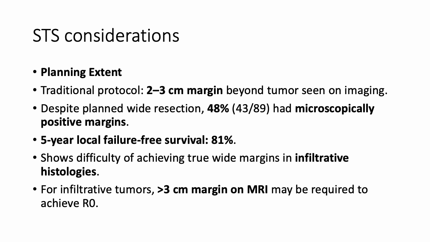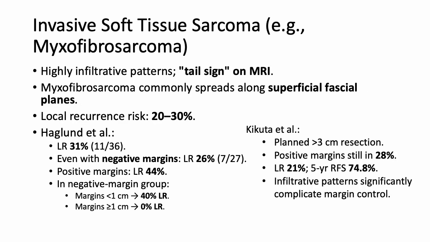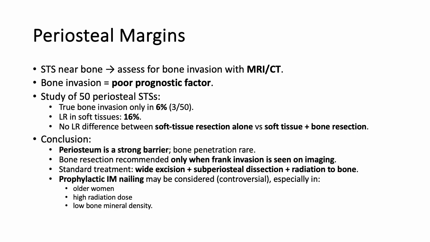So there are some specific considerations that we need to follow in soft tissue sarcomas. First one is invasive soft tissue sarcoma, that is one with the tail sign, which has a local recurrence of up to 20 to 30%. So even with negative margin, there is a high chance of local recurrence in these cases, as seen by different authors. So we need to follow closely and then do some adjuvant treatment in these cases as per the case scenario.